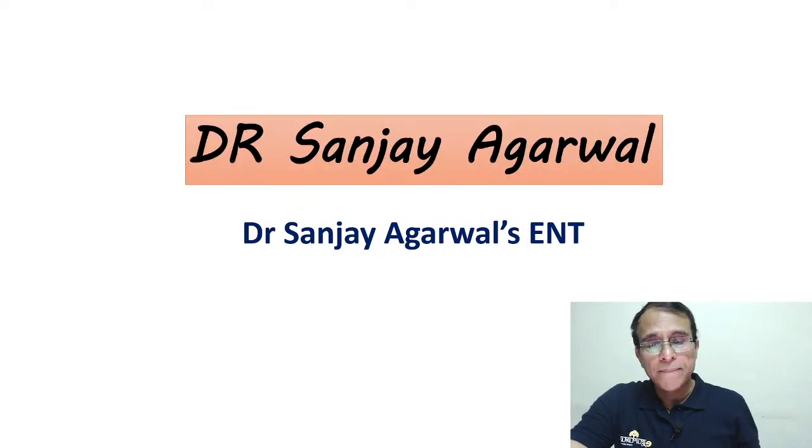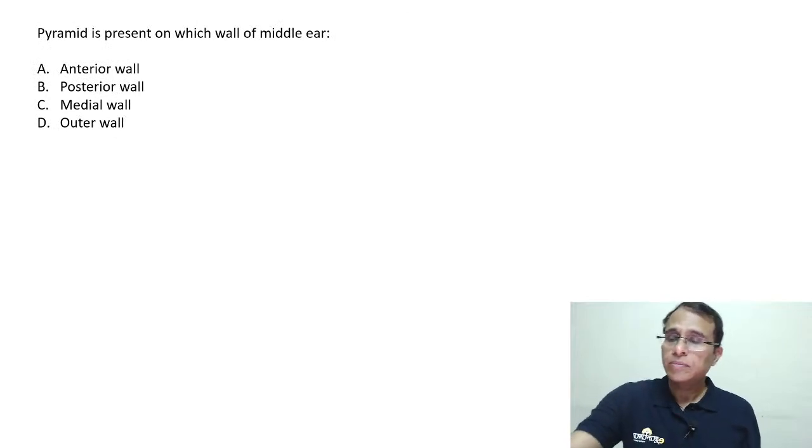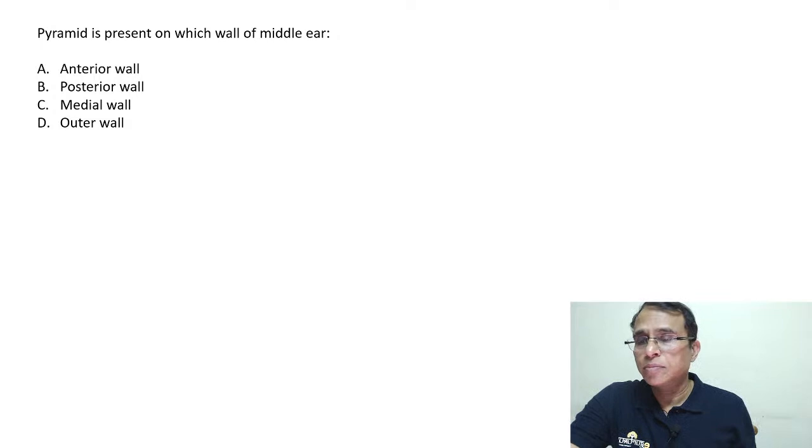So the first question is this: pyramid is present on which wall of the middle ear? Try to answer: is it on the anterior wall, posterior wall, medial wall, or lateral wall? Pyramid in the middle ear is present on which wall? Any idea, guys? Which wall is pyramid on?